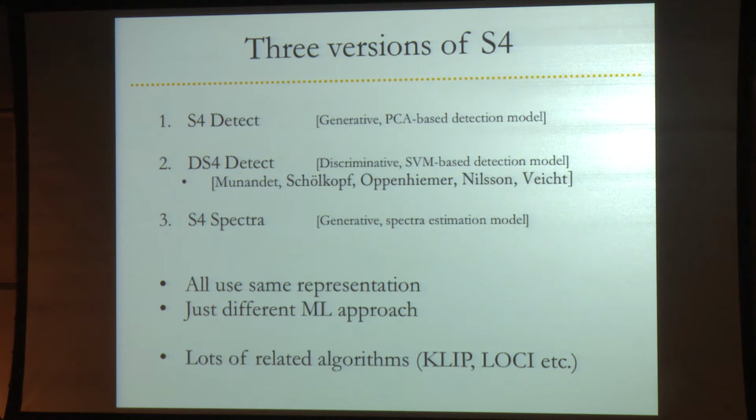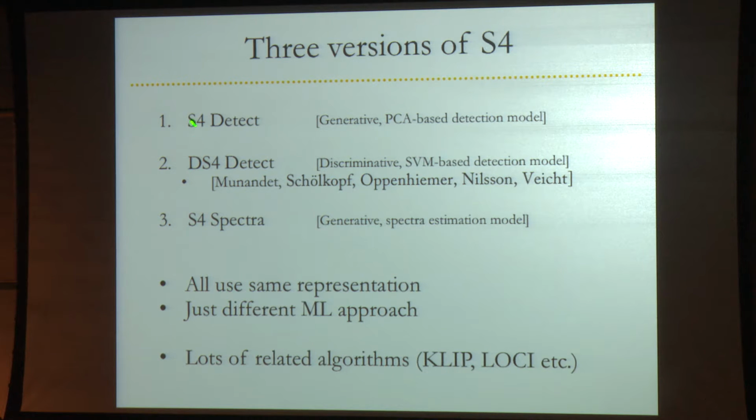So I'm going to go through three different types of algorithm. One is something called DS4 Detect, which is going to be a generative model based on PCA. And then there are some colleagues of mine. Bernhard Schölkopf is a very famous machine learning researcher in Germany. He's a Max Planck director, and he's very interested in astronomy. He worked with Ricky Nielsen, who's maybe in the audience, one of his machine learning students, and they came up with a discriminative version of this algorithm.